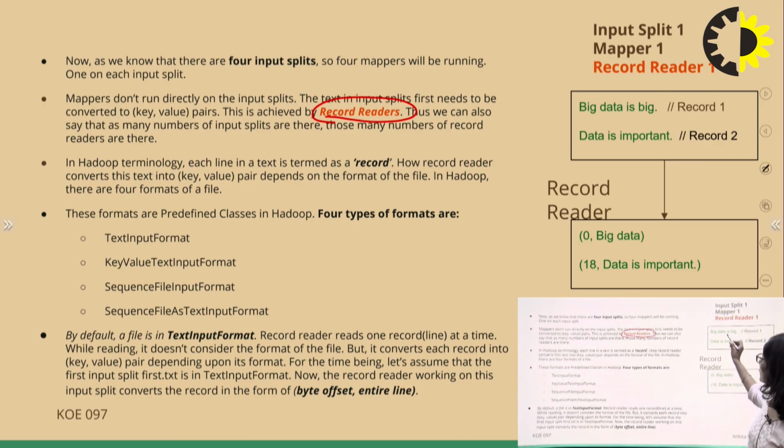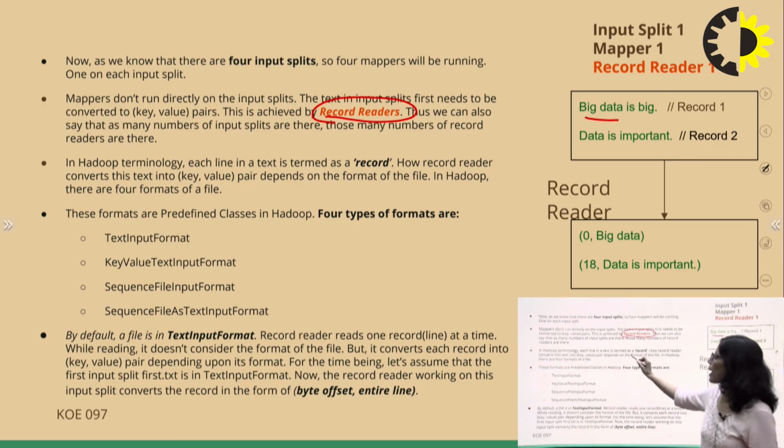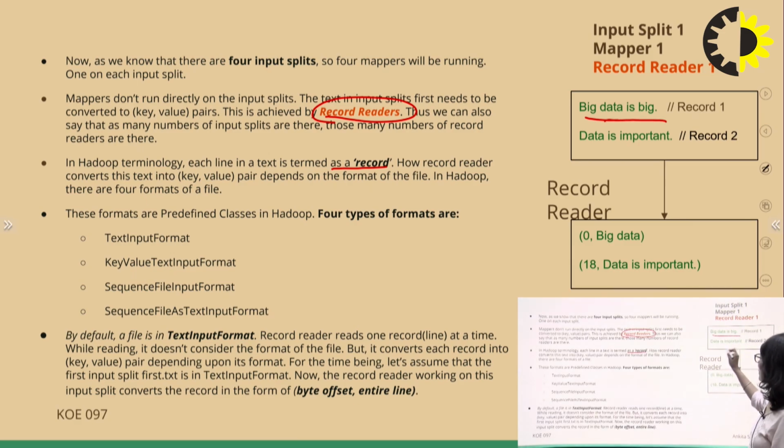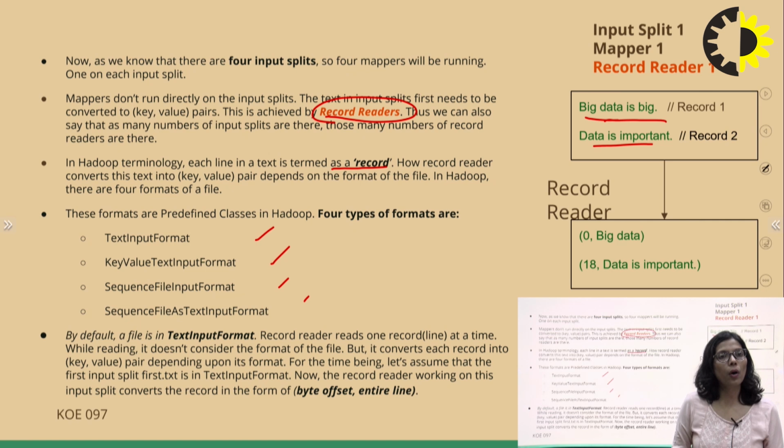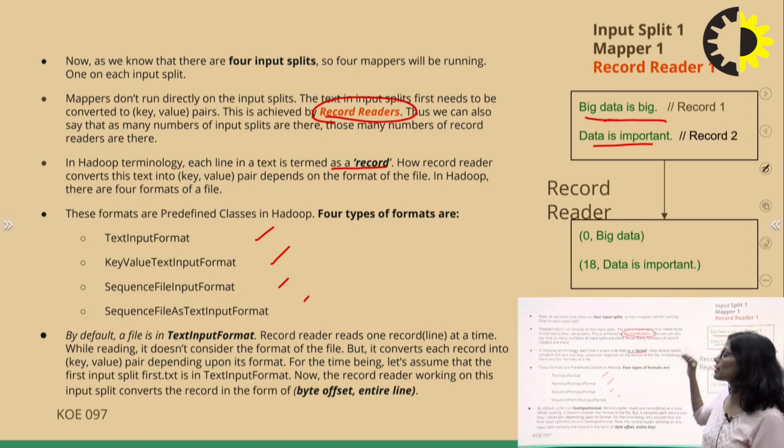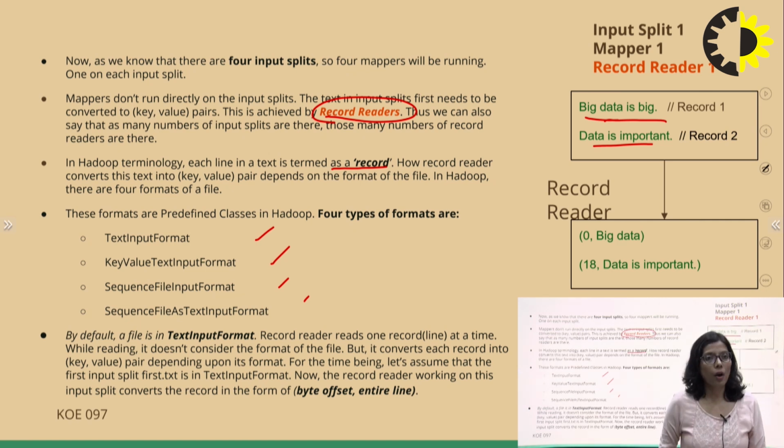Here each line in a text is termed a record. This is a record, this is a record. The whole of each record will be converted into a key value pair. How we convert a text into a key value pair depends on the input format. It could be text input format, key value text input format, or sequence file input format. So it depends upon the input type of my text, and I will apply the record reader and convert it into a key value pair.